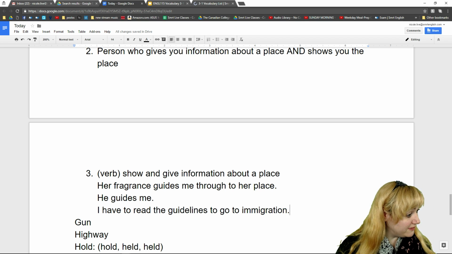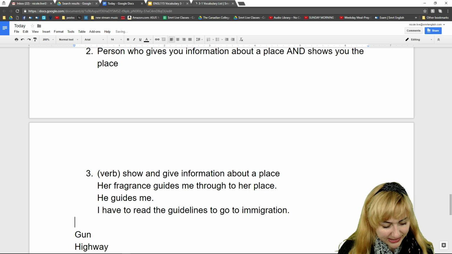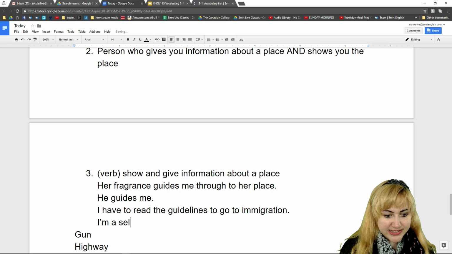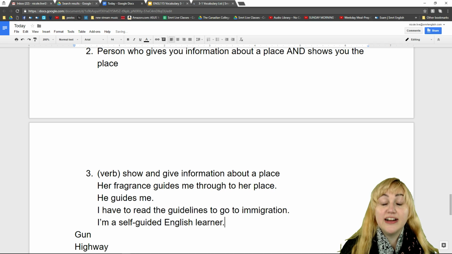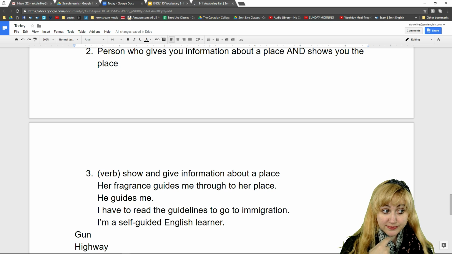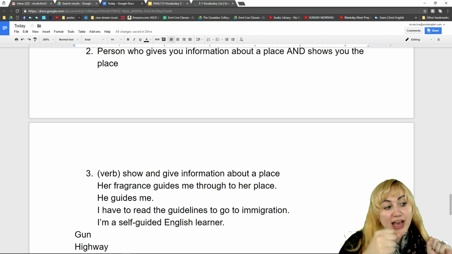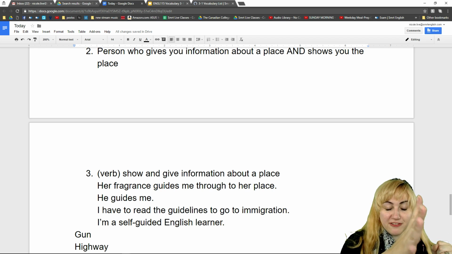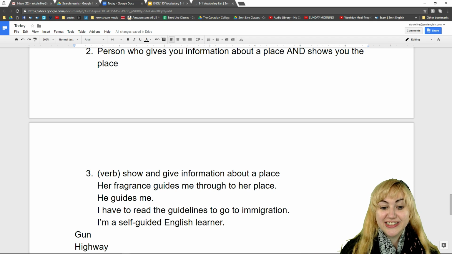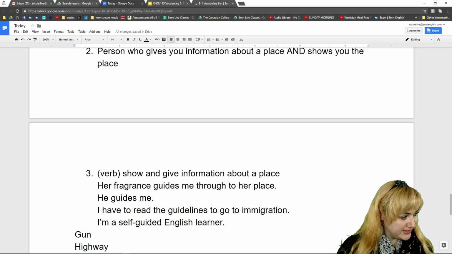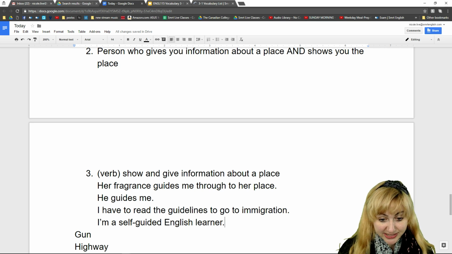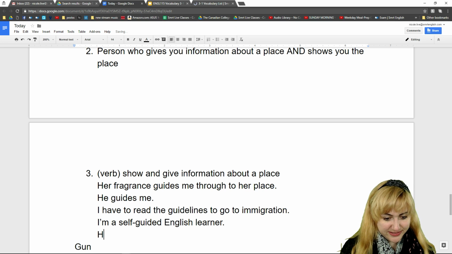Let's see. I'm a self-guided English learner. Oh, I like that. A self-guided English learner means that you are your own guide. So you guide yourself, you move yourself through English learning. Very nice. That's a good example. He gently guided her back to her seat. Very good.